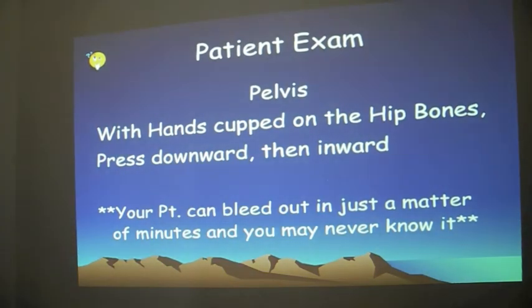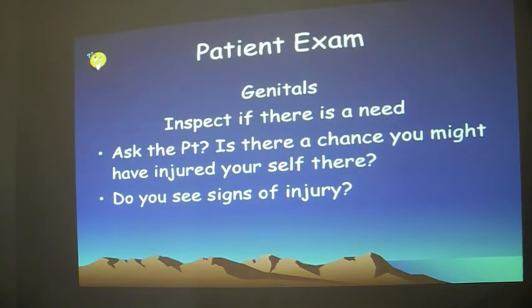If they have a busted up pelvis, they usually have what's called an open book fracture. When you look down, their feet are turned outwards like frog legs. The genitals: inspect here if there's a need. You simply ask your patient, is there a chance that you might have injured yourself there in your genitals? Does it feel wet? If they say yes, or you see blood coming through their clothes in the genital area, then you need to take a look.